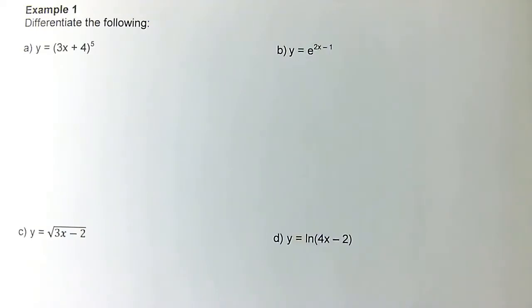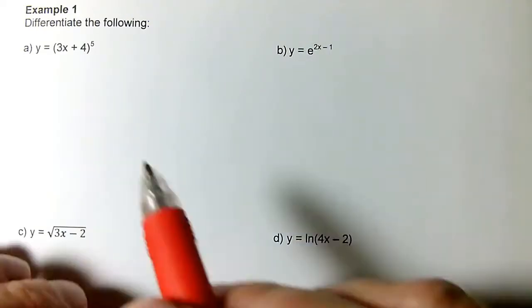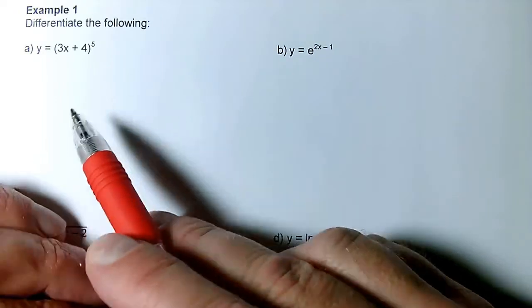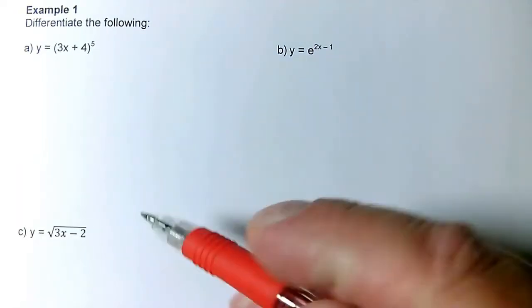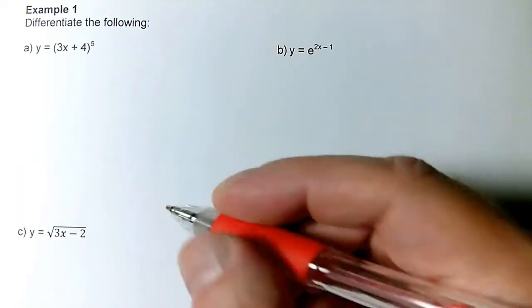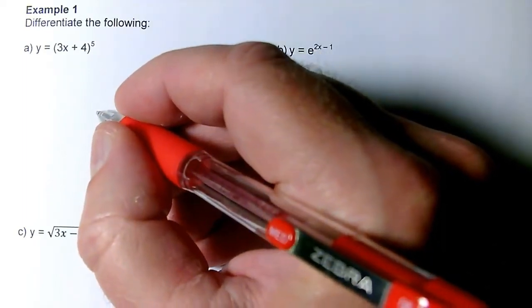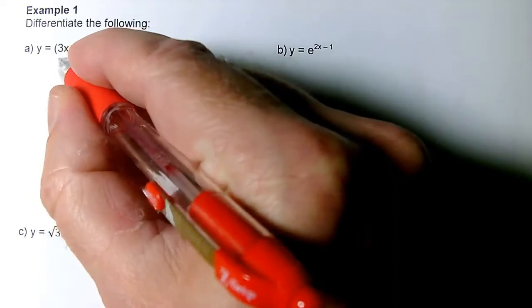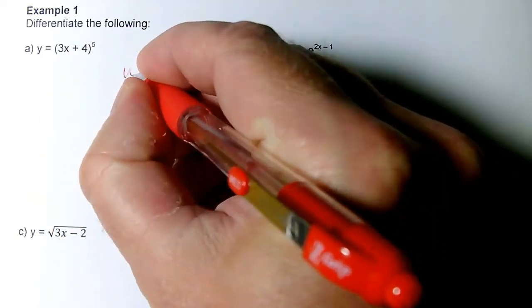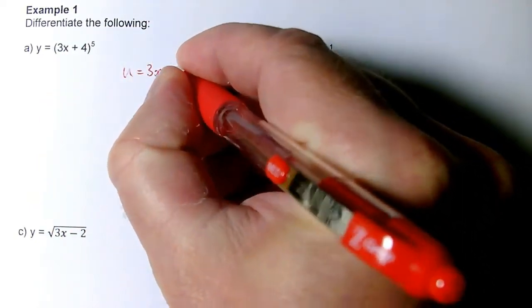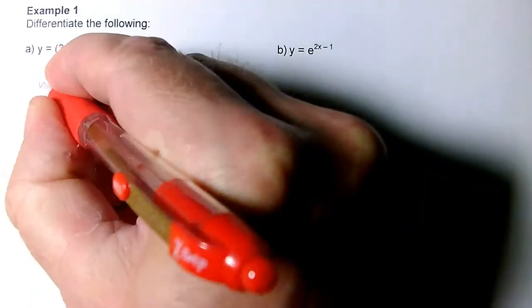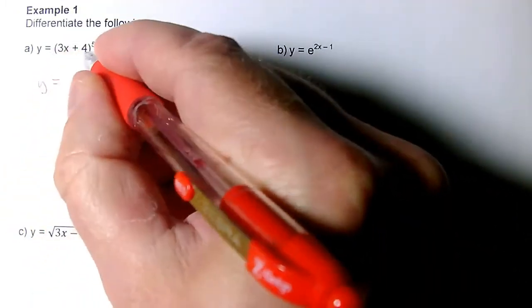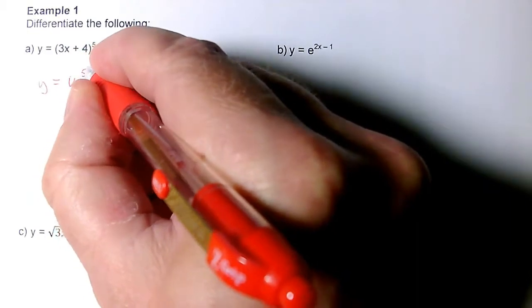Okay, this is differentiation with the chain rule. There's an inside function, and another function is being applied on the outside of that. Now, the long method is to give the inside function a name, u. So the inside function, inside the brackets, u would be 3x plus 4, so that y is that inside function to the power 5, so that's u to the power of 5.